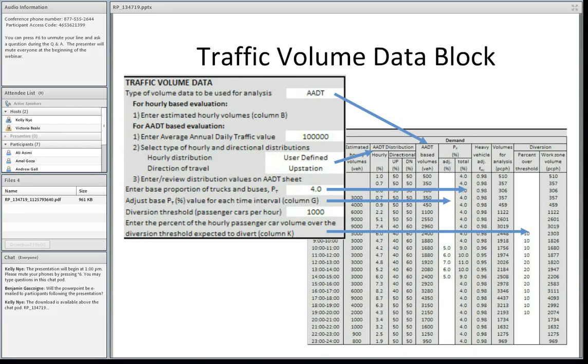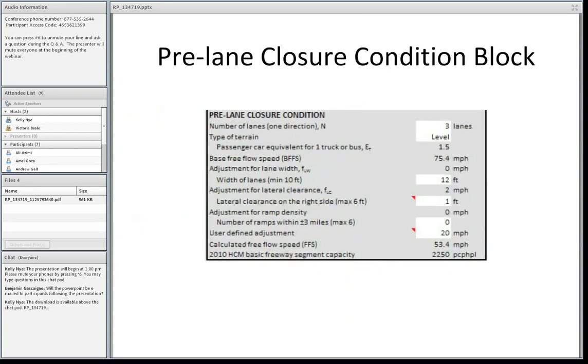When all of that is done, whether you're in hourly or ADT, what you are getting out of all of that is a volume for analysis in passenger cars per hour and a work zone volume in passenger cars per hour, which brings us to the pre-lane closure condition block.